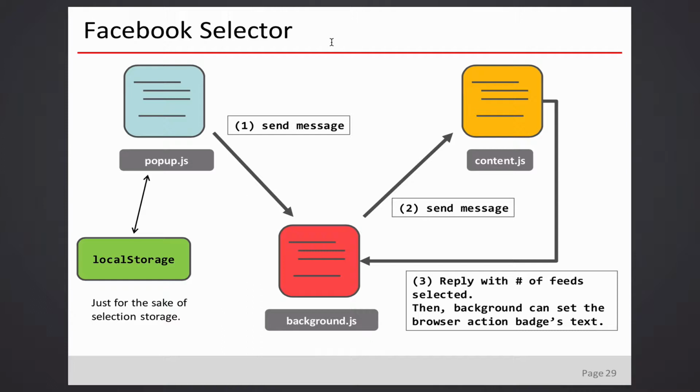When I find the thing that you want to filter, I will talk to the background.js: hey, remember, there is such a name I want to filter, and the background.js will talk to content.js. And the other way around, the content.js will talk to the background.js about how many feeds I found called, let's say, Anthony. Then this is one trigger.